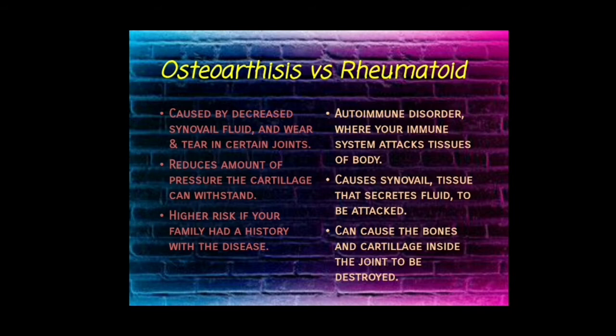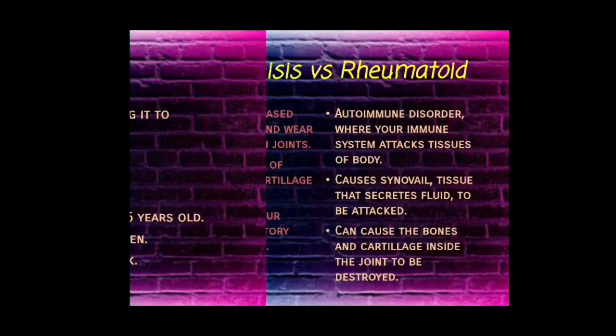The second one, rheumatoid arthritis, is an autoimmune disorder where your immune system attacks tissues of your body. This causes the synovial tissue that secretes fluid, specifically synovial fluid, to be attacked, which also causes the amount of pressure the cartilage can withstand to reduce.